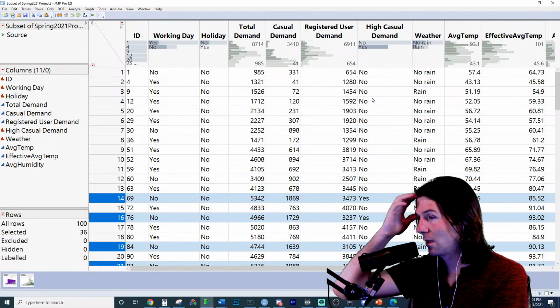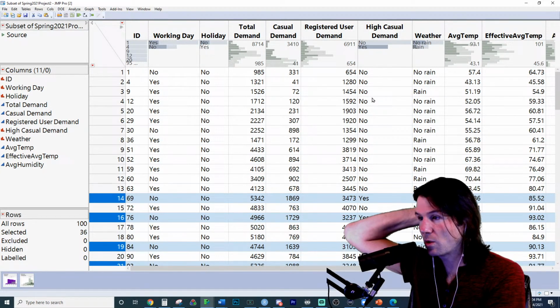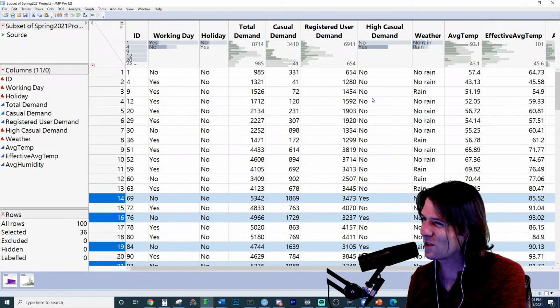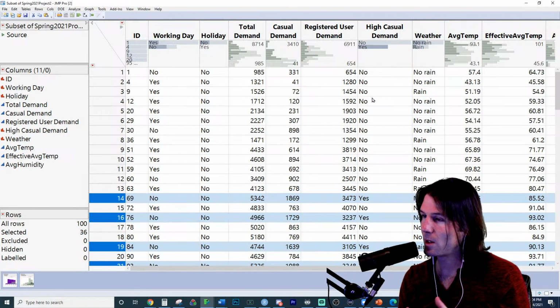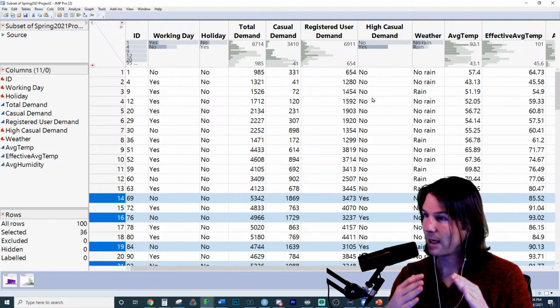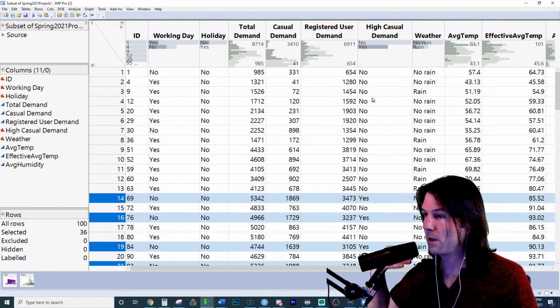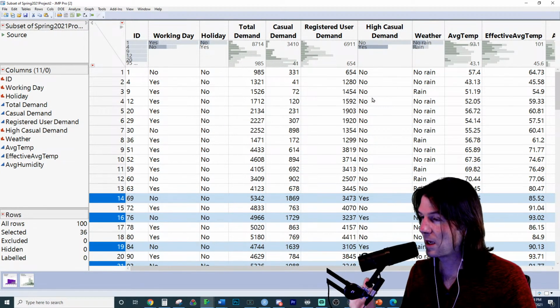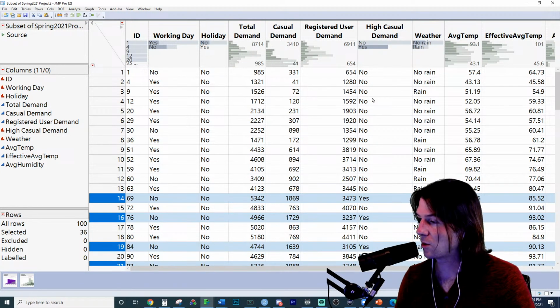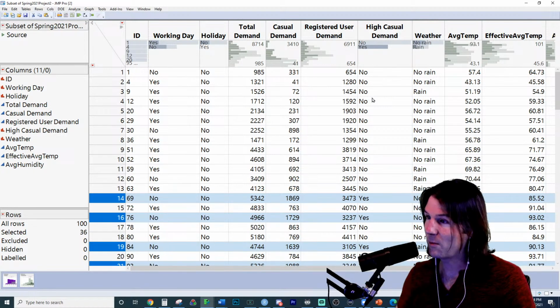Does that make sense, Madison? So this is, was there high casual demand? It's a little bit confusing because the variable is high casual demand, and we're interested in, was there high casual demand? So we would be analyzing the yes group to get the proportion of days with high casual demand. Yeah, Madison, thank you so much.